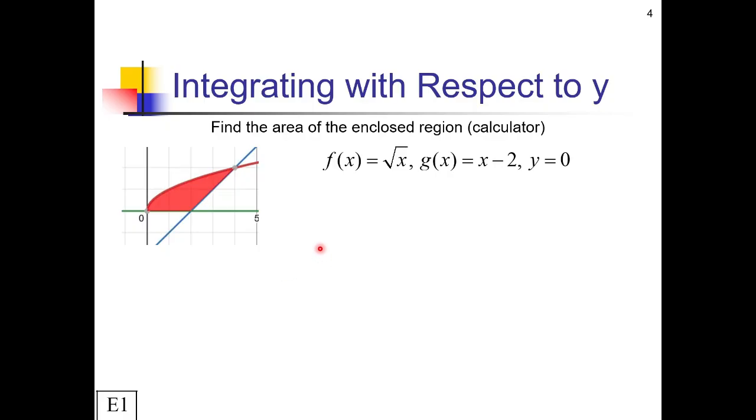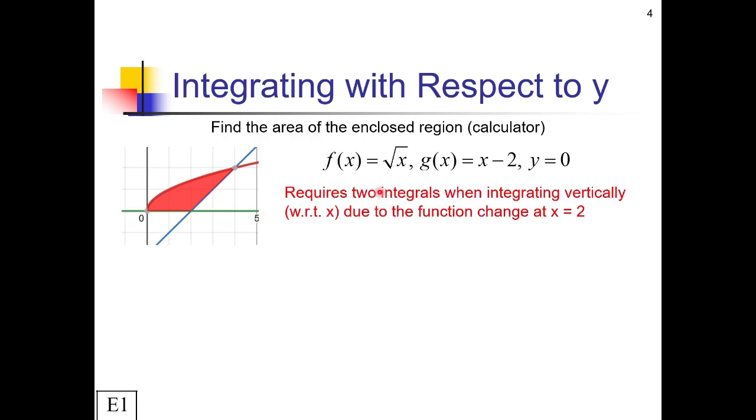If we were going to try to do this the old-fashioned way, going left to right and adding up these distance strips, that would work fine, except that although we have the same top function the whole time, our bottom function changes where this line is crossing the x-axis. So two integrals would be required when integrating vertically with respect to the x-axis due to this function change happening at 2. And you could do two different integrals, and that's just fine.